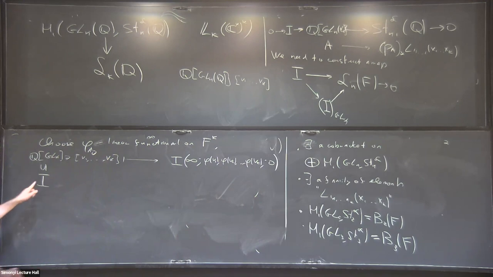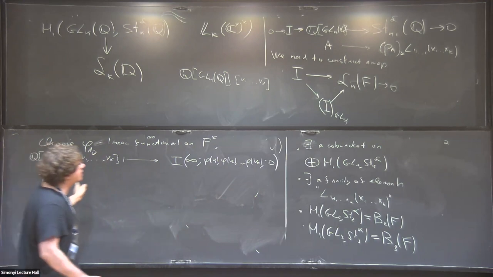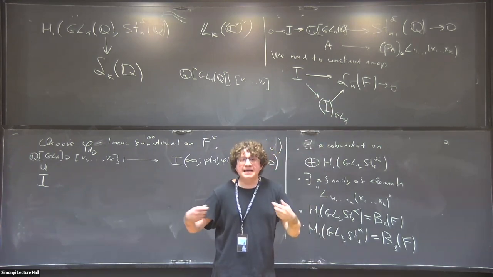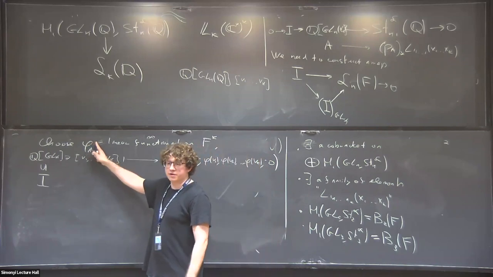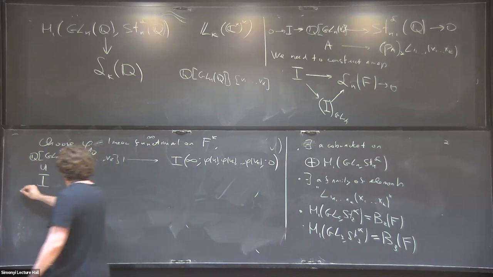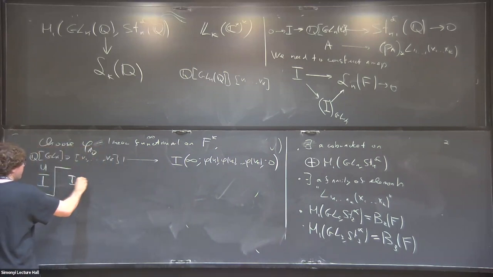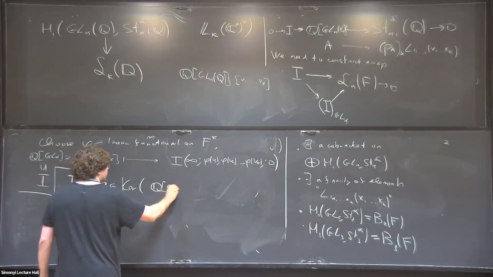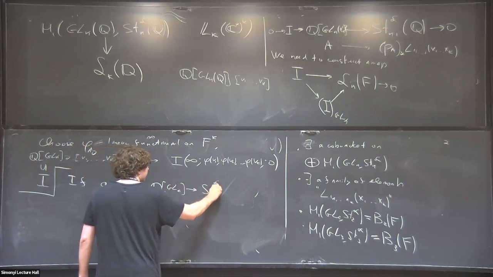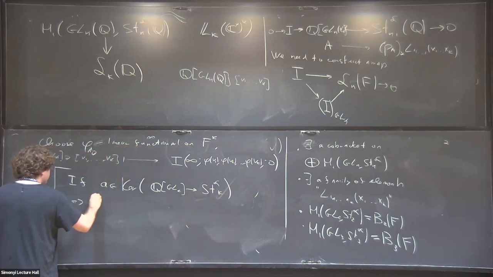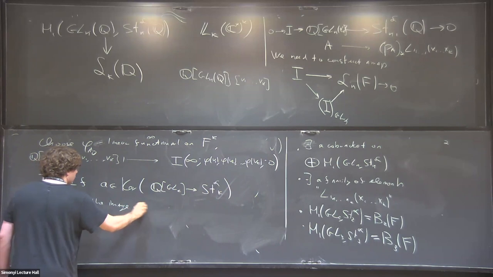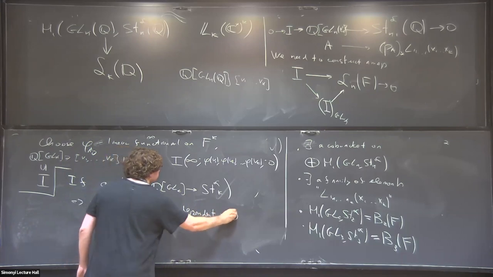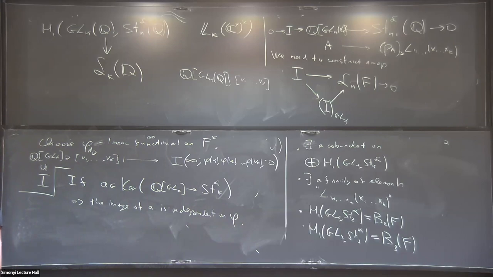But what is not obvious is that if you have an element which lies in this I, which is the kernel of the map, so if you have a certain combination which vanishes in the Steinberg, then this map is independent of the choice of the linear function. So the idea is that if you have an element A which lies in the kernel of the map from Q of GL_k to the Steinberg module, then the image of A is independent of the linear function.